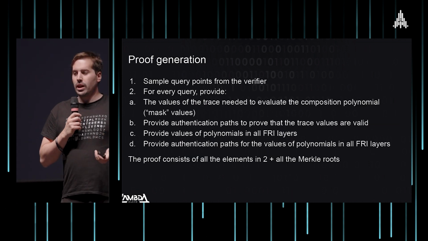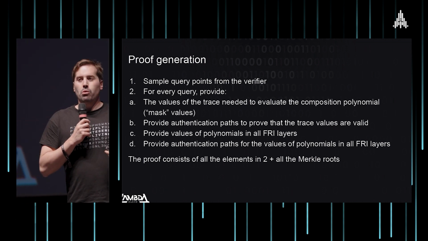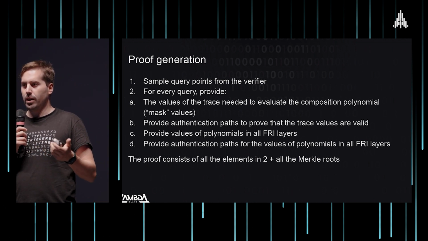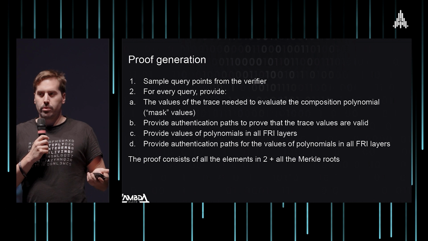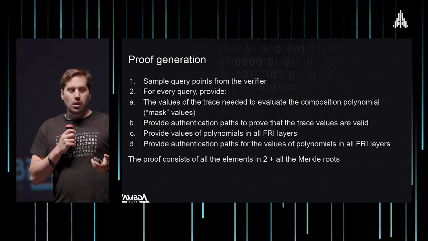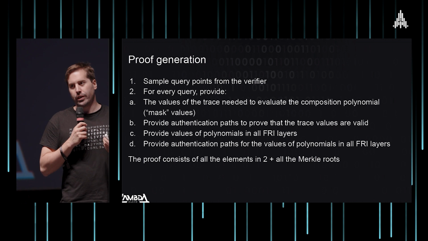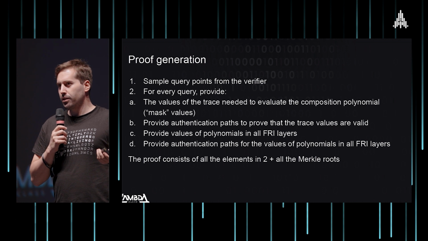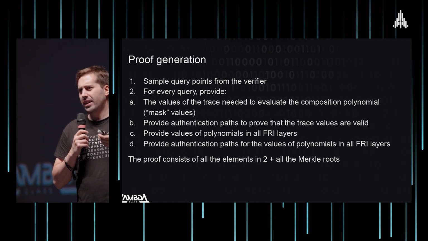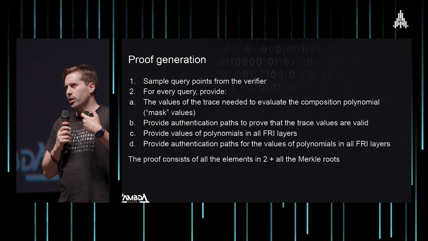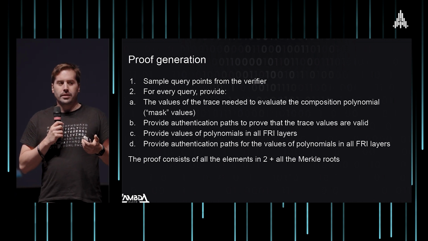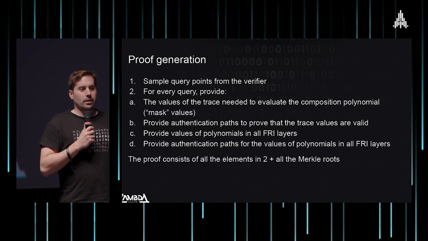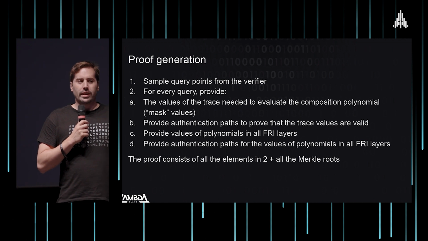So what's the proof like in the FRI protocol? Well, the verifier can query our original polynomial at several positions. These are the query positions, and for every query, what we will have to provide is first a set of values from the low degree extension of the trace, so that the verifier can check consistency between our composition polynomial and the trace, so that we didn't lie with the constraints. In STARK terminology, you call that the mask.